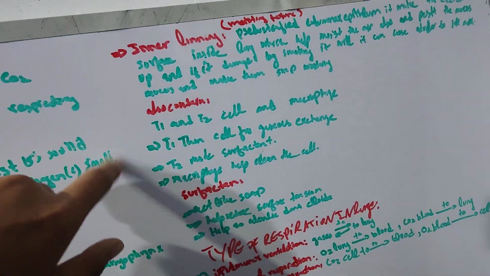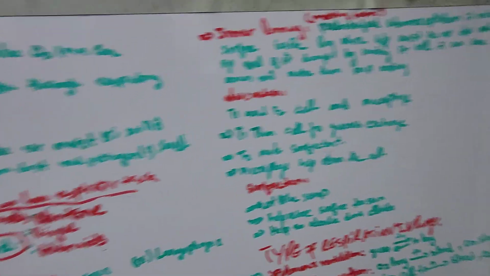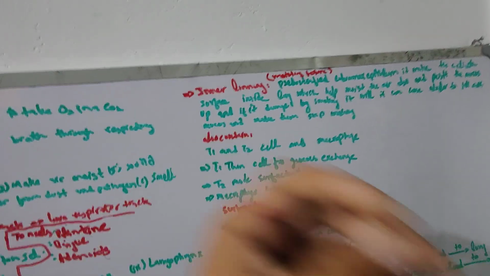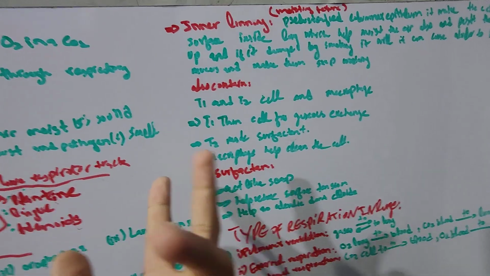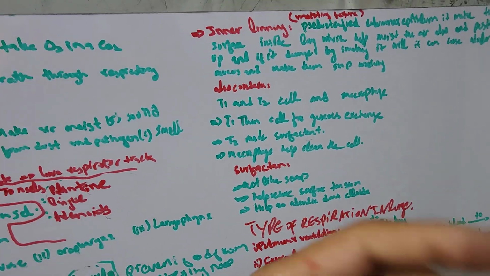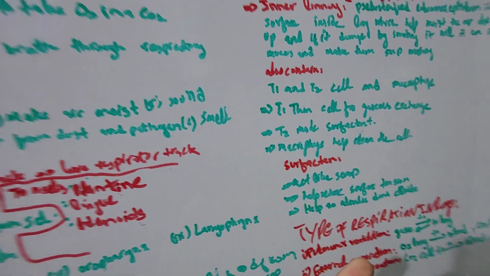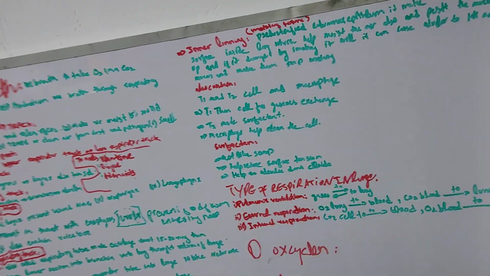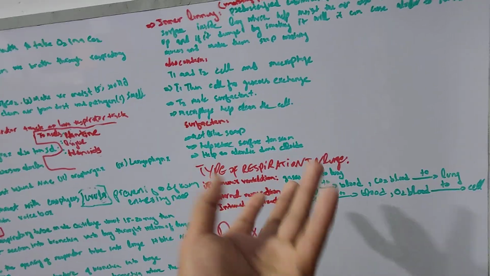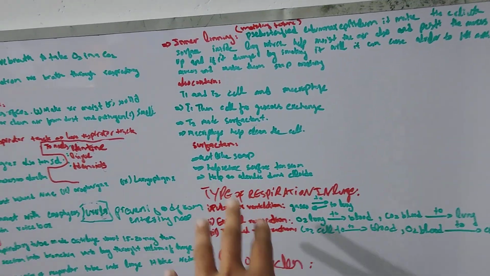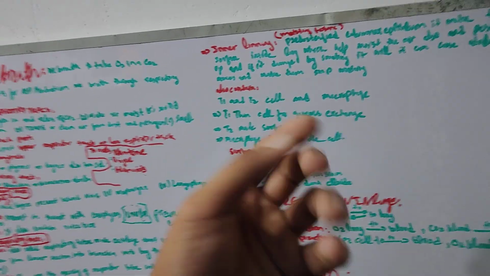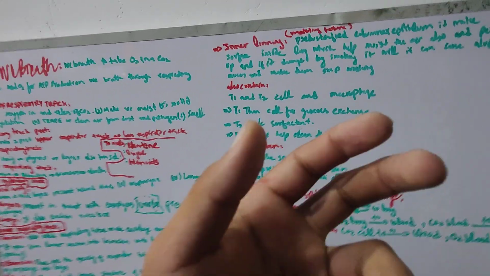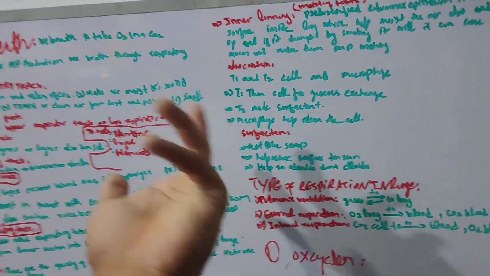Next, the lining also contains T1 cells, T2 cells, and macrophages. What are T1 cells? The thin cells which help in gaseous exchange in the alveoli. T2 cells produce surfactants. And macrophages help in killing pathogens. Sorry, not killing of macrophages, but destroying dust particles or any foreign bodies.